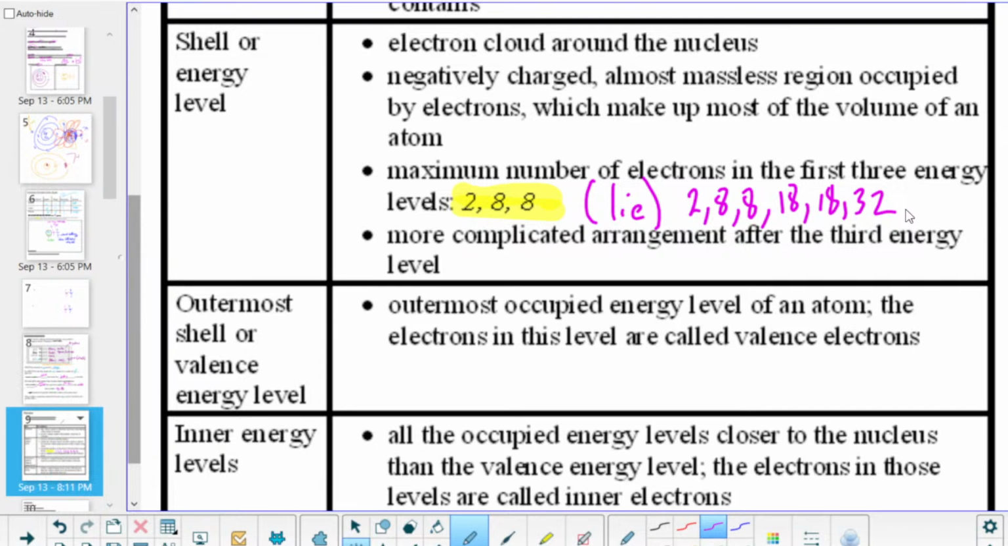Let me start one. If you forget what order those numbers are in, how many elements are in the first row? 2. How many in the second row? 8. How many in the next row? 8. How many in the next row? 18. And then here, because we can't fit a periodic table, that 58 goes right there. It goes 55, 56, 57, 58, and it goes up. So here it becomes 32.